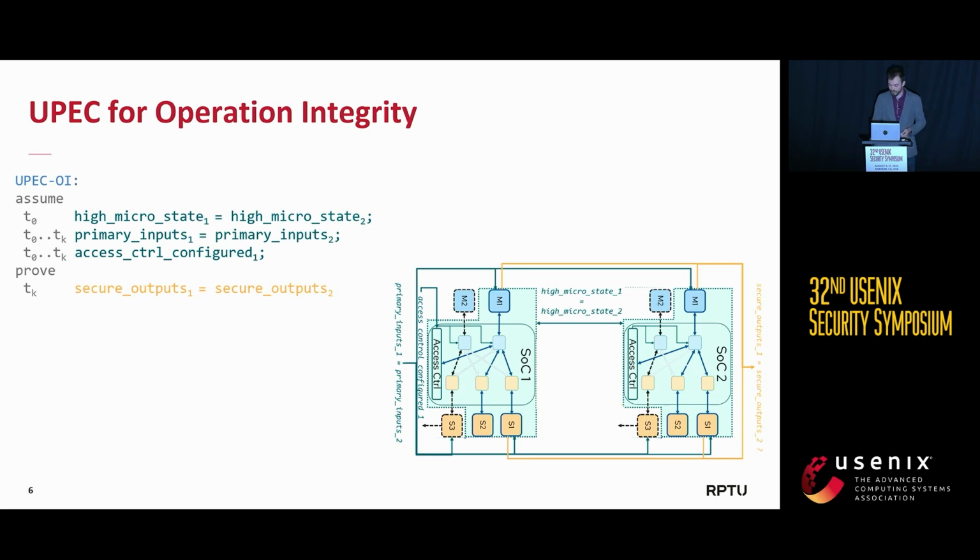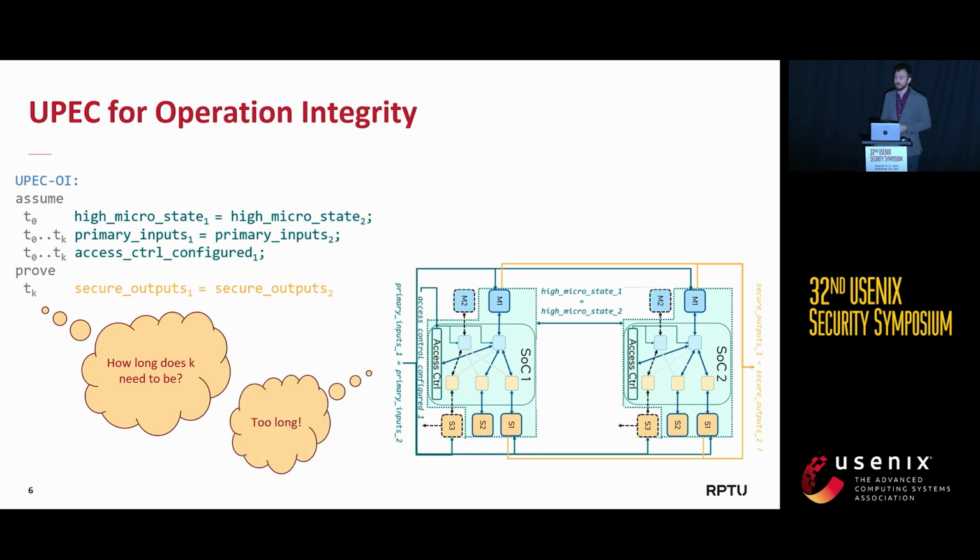So then the natural question arises, how long does k need to be? And unfortunately, the answer is it needs to be very long. In fact, too long for formal checkers to just run this property once and have a pass or fail. So we have to give up on that, but instead decompose our verification target into smaller properties, which when we run in a certain defined way, we still get the global security guarantee.